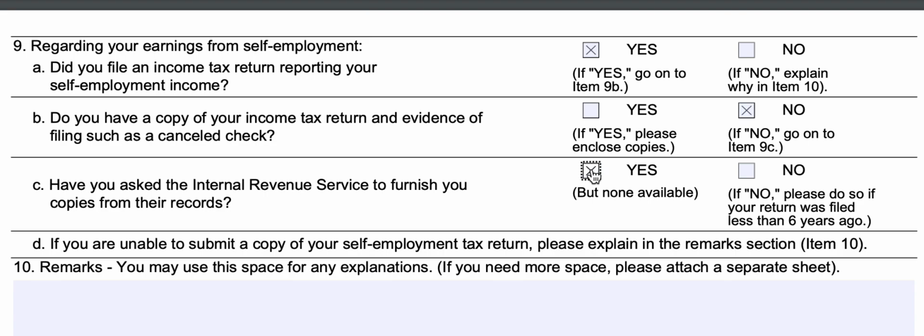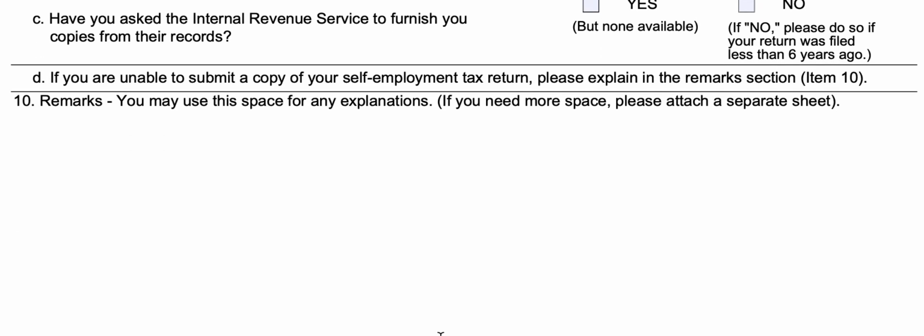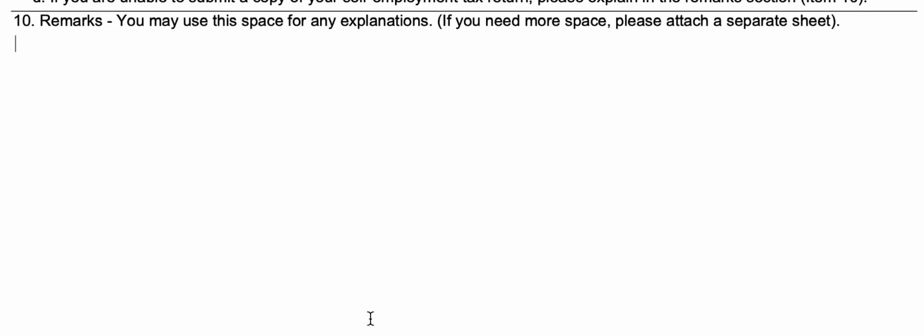We'll just assume that we did ask the IRS, or actually we can do that if we wanted to. Like, we have copies of our tax return, we have evidence of the canceled check that accompanied our tax return. But if you did not, then you could say no, but I've asked for copies, right? So either of those is acceptable. And then in the remarks space, you'll simply provide a written narrative for anything that's required. So if you're not able to provide documentation for your earnings, either from your employee wages or from your self-employment income, then you would just use the remarks section to go into more detail.